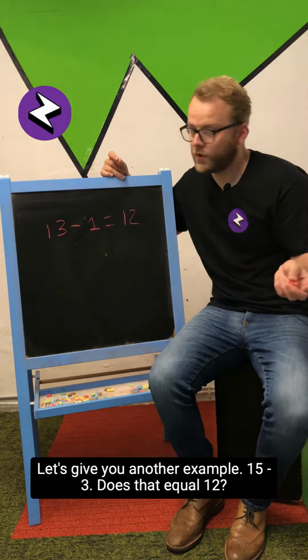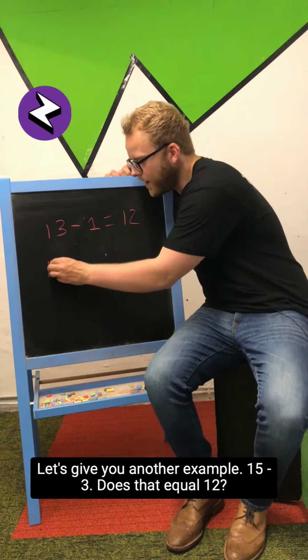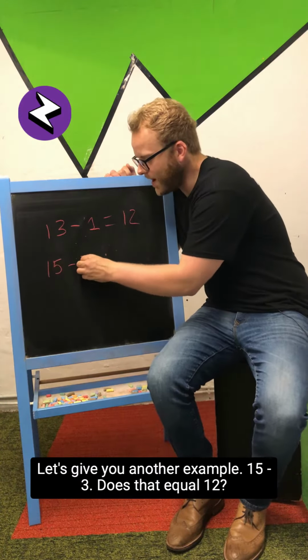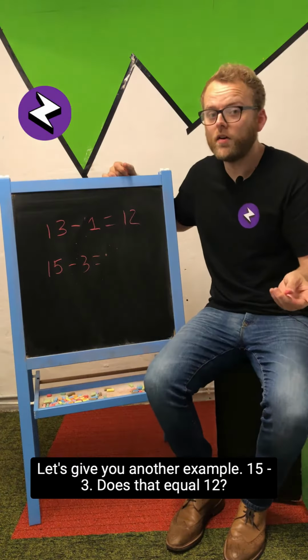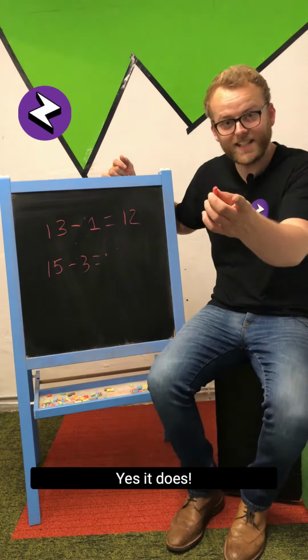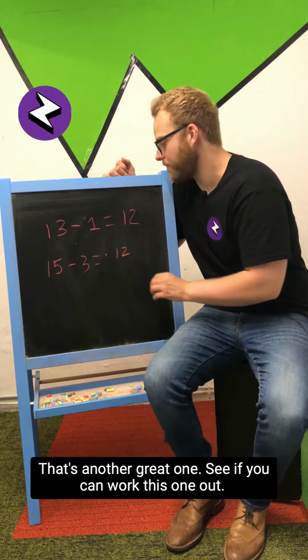So, let's give you another example. What about this? 15 take away 3. Does that equal 12? Yes, it does. So that's another great one, okay?